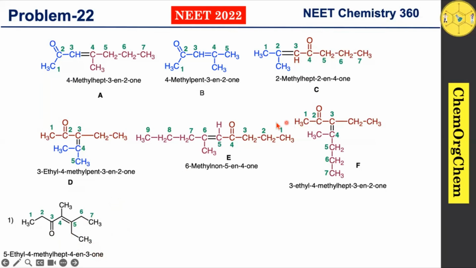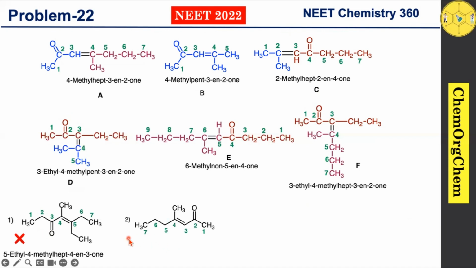So now compare with our cross-aldol product structures. So here none of them matched. Therefore, this may not be possible to produce by cross-aldol reaction of acetone with 2-pentanone. So let's move on to our second option.